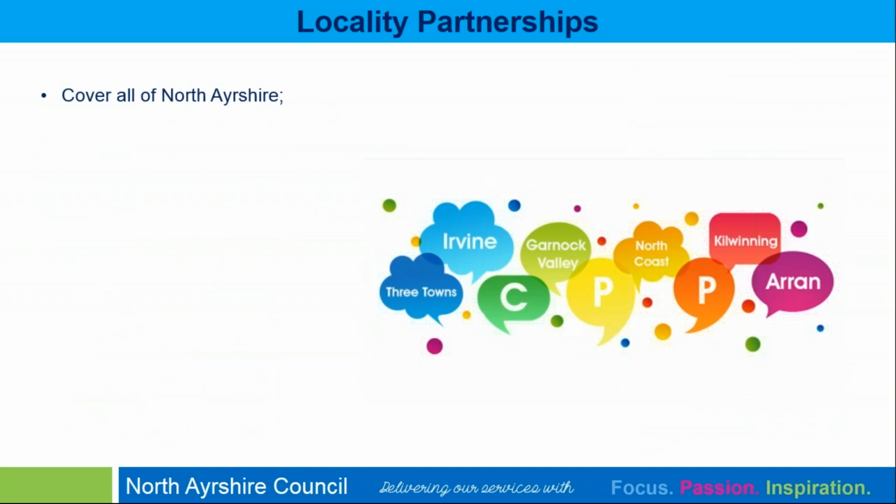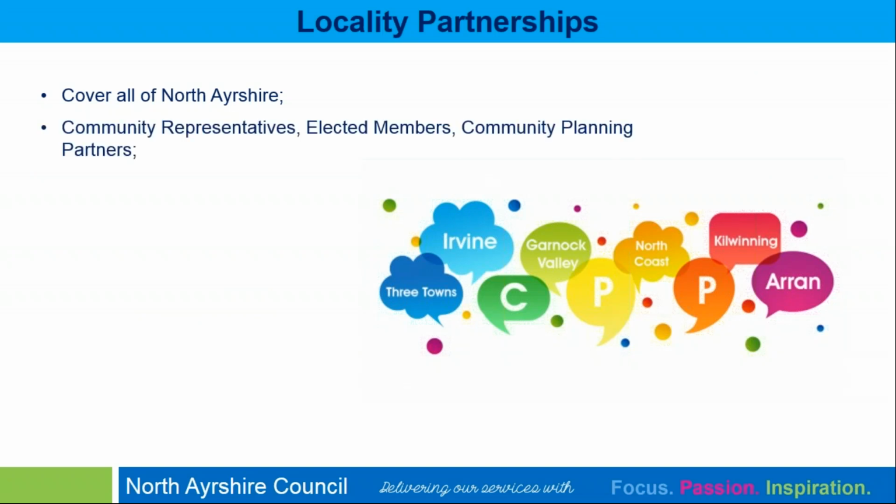Our locality partnerships. The next couple of slides tell you a wee bit more about how these operate. Firstly, our locality partnerships cover all of North Ayrshire. We have 6 of them and they cover our entire geography. They are made up of community reps, so that's community council chairs where the community councils exist, as well as elected members for that local area and community planning partners.